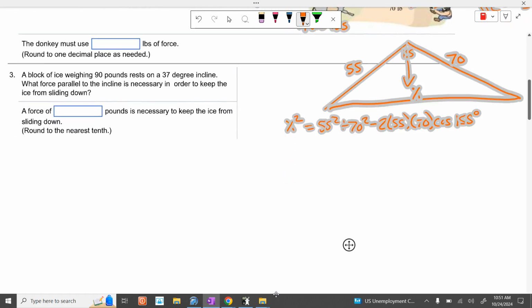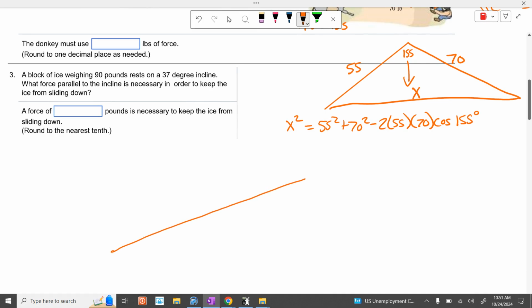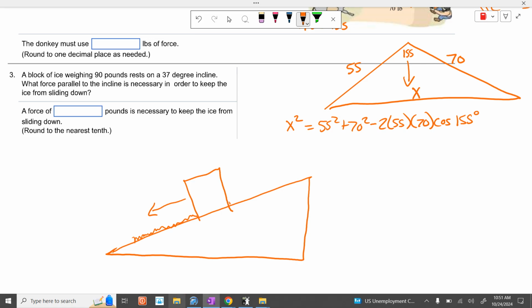Okay? Here's another classic physics problem. You have a ramp. You have a block of ice weighing 90 pounds on the ramp. You would think the ice would want to slide down the ramp, but there's a lot of friction on the ramp, so it can't slide down yet. What is the force of friction keeping it on the ramp in its spot?